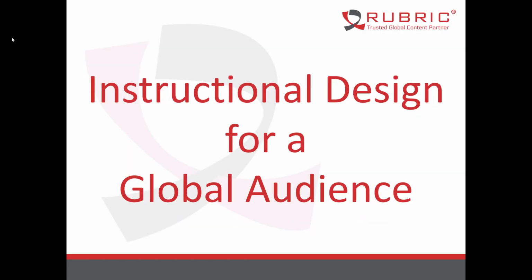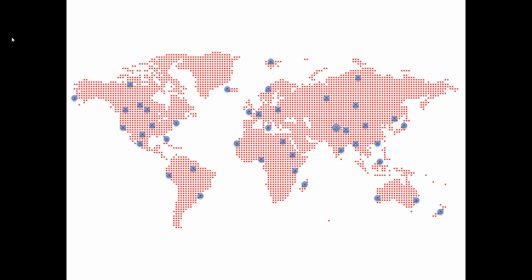Today's session is Instructional Design for a Global Audience. And nowadays, advances in technology mean it's easier than ever to reach a global audience, to get content to far more people than was possible in the past. The widening availability of high-speed internet, mass ownership of connected devices, for example. These things now mean it's possible to reach audiences around the globe on an unprecedented scale.